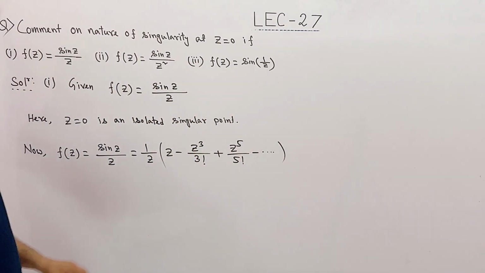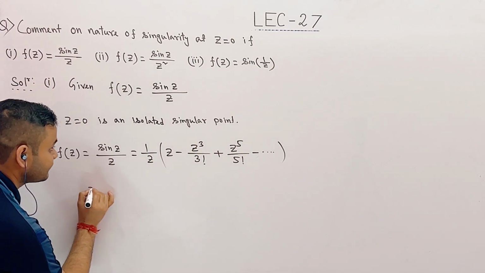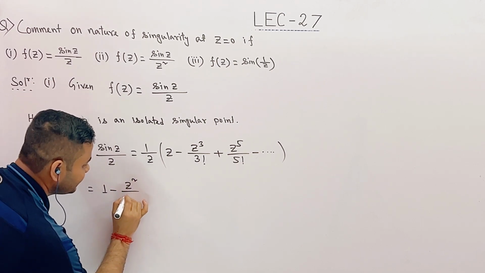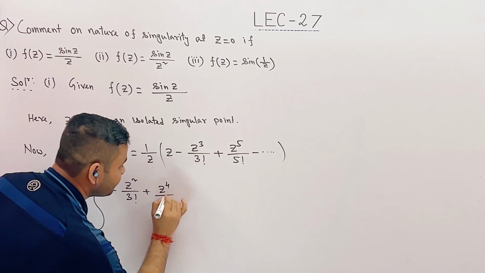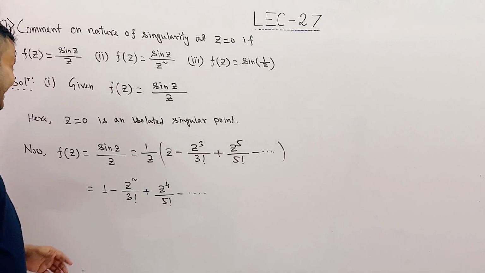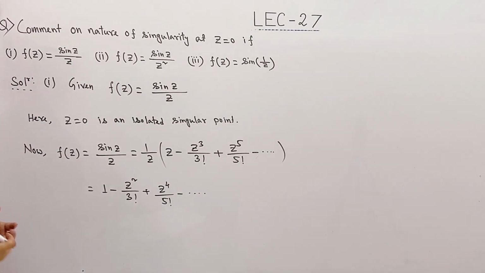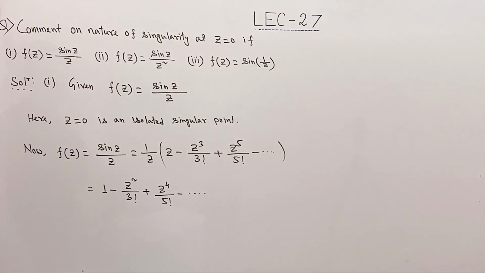Next, let us divide by z. Finally, we will get 1 minus z square divided by 3 factorial plus z to the power 4 by 5 factorial minus dot dot dot. Here, we have seen that there is no principal part present in f of z. So, therefore, we can say that z equal to 0 is a removable isolated singular point.